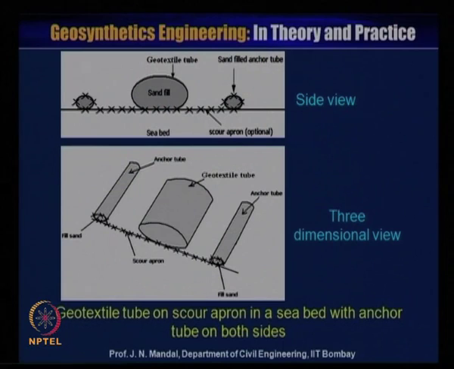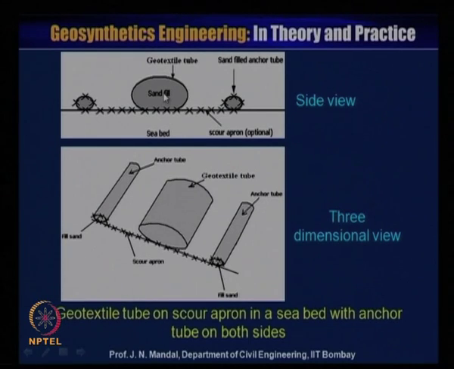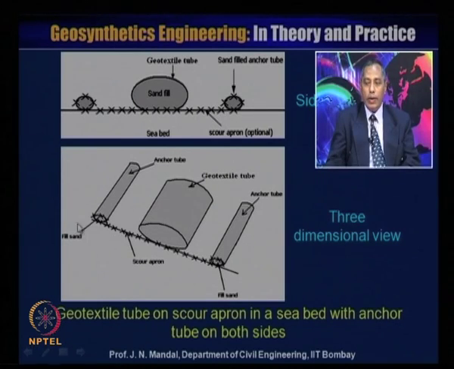So, here is a geotextile tube on a scour apron in a seabed with anchor tubes on both sides. When you place this geotextile tube, you place one layer of geotextile. This is the scour apron, which is optional in a seabed, and this is the geotextile tube, which you have to sand fill with the anchor tube. So, you are anchoring this geotextile tube like this.